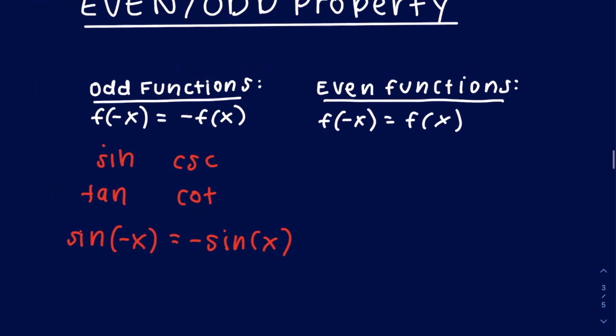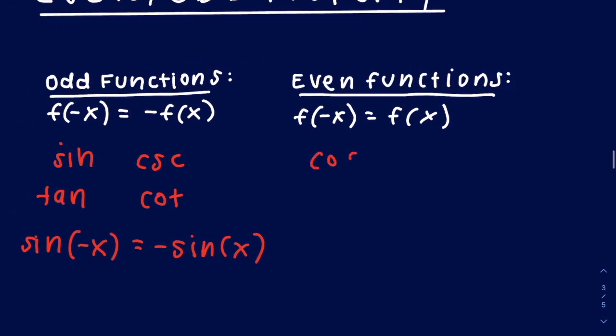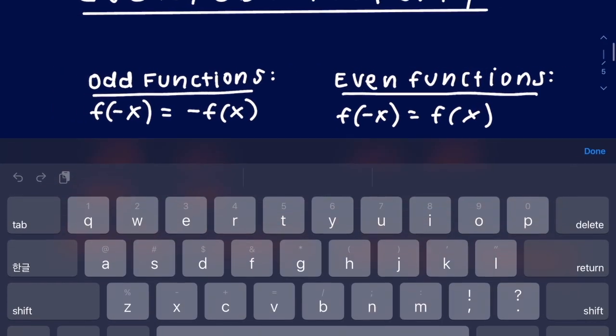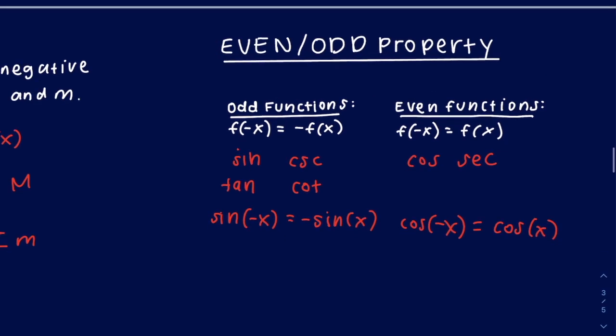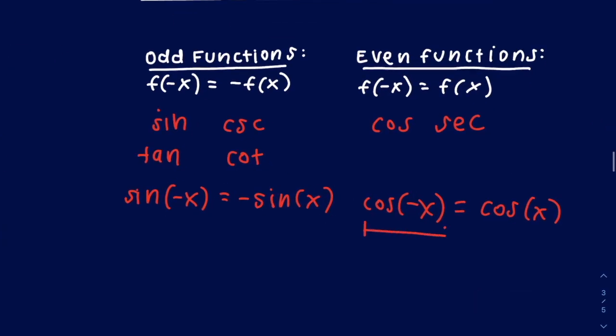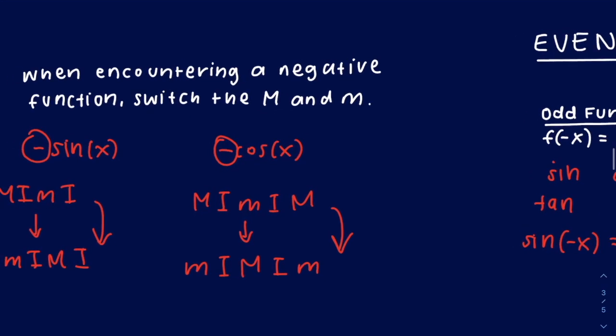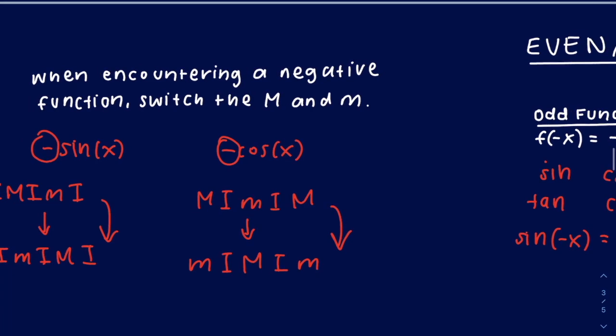However, even functions include cosine and secant. Those are the only even functions. For these ones, if we have something like cosine negative x, we can actually cancel out the negative. We actually ignore the negative. So cosine of negative x is actually equal to cosine of just x. And so be very cautious of this. Just because it's cosine negative x does not mean we swap the acronym. Only when the negative is outside of the function does this rule apply.